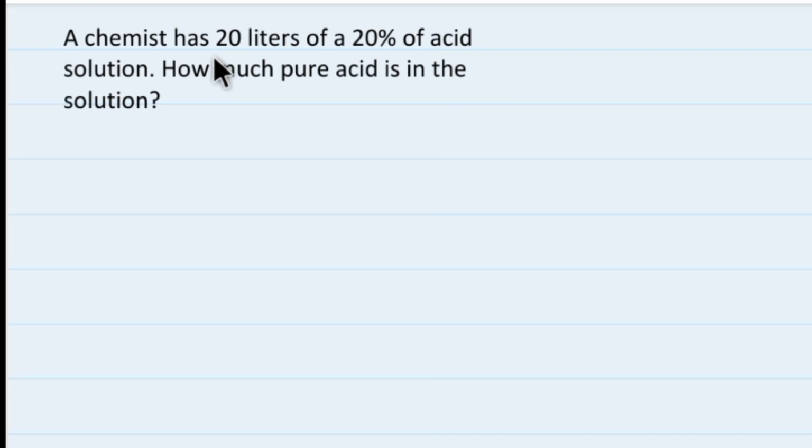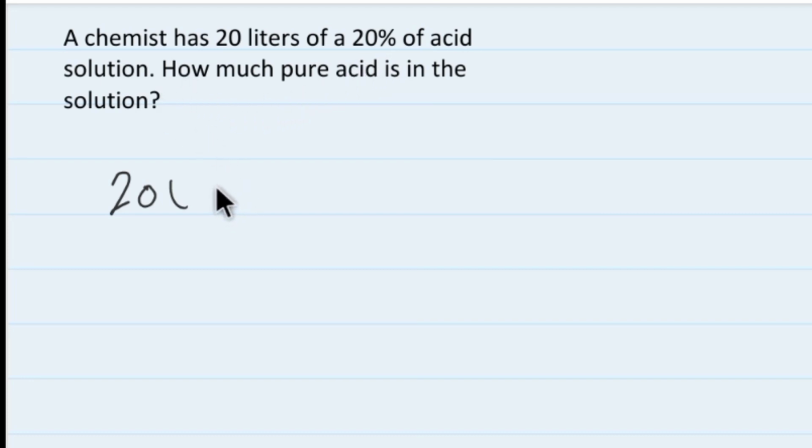A chemist, let's solve it. A chemist has 20 liters of a 20% acid solution. What does it mean? A chemist has a solution of which 20% is pure acid. So it asks how much pure acid is in the solution. Since the total amount of solution is 20 liters, and of which 20% is acid.